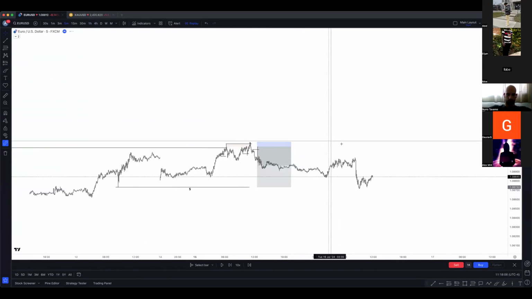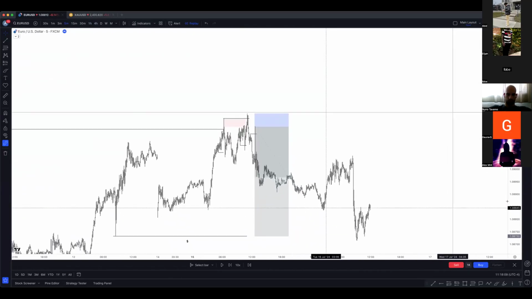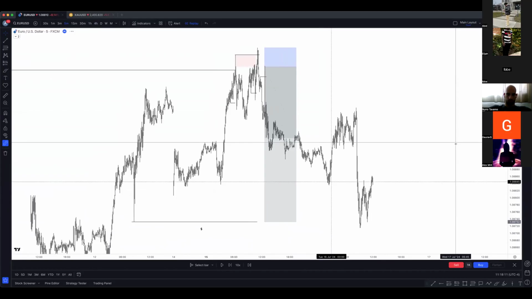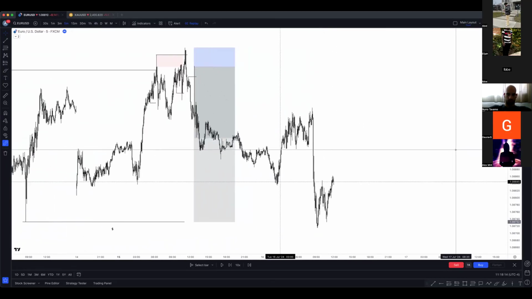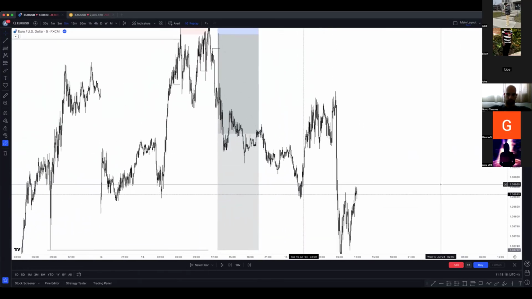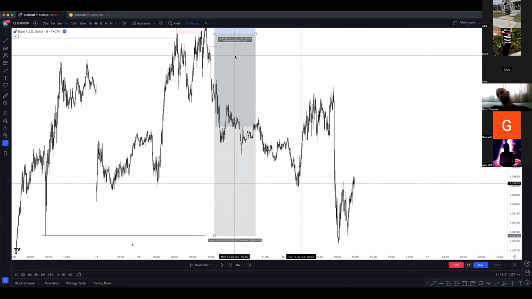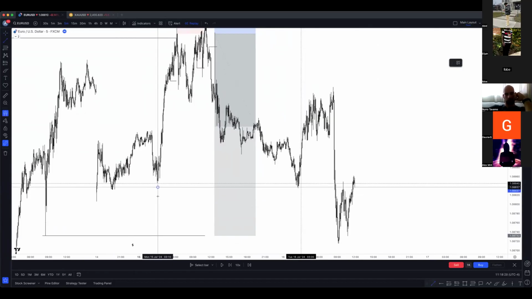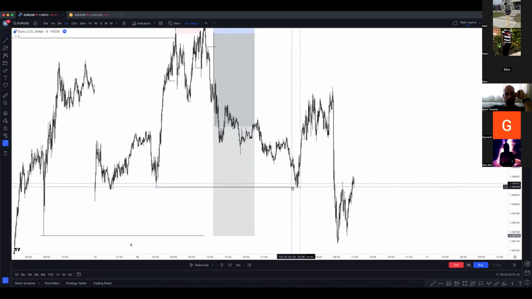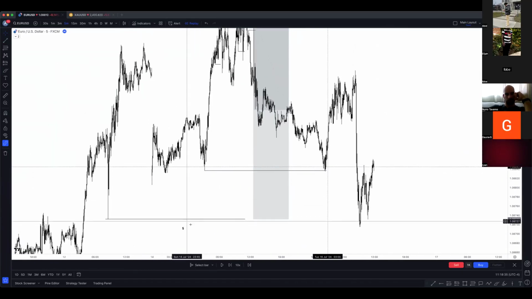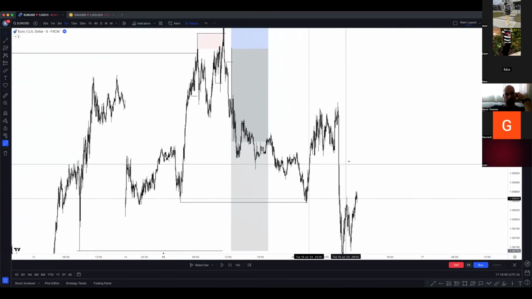All right, so what ends up happening is the market comes lower, grabs this low right here, and then moves to the upside. I wouldn't be looking for buys here, right? There's a ton of liquidity to the downside. Looking for buys, very low probability.